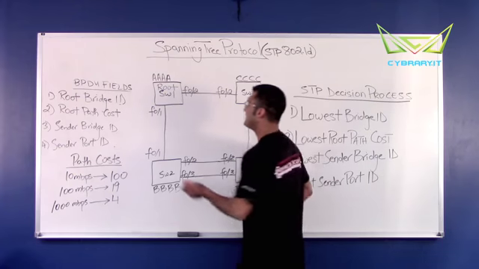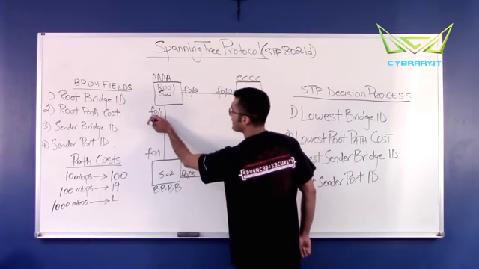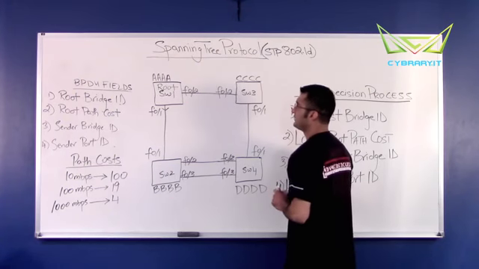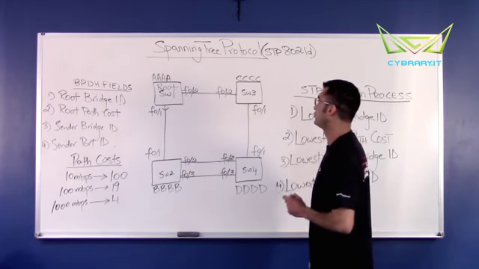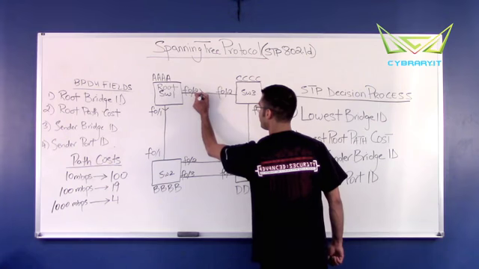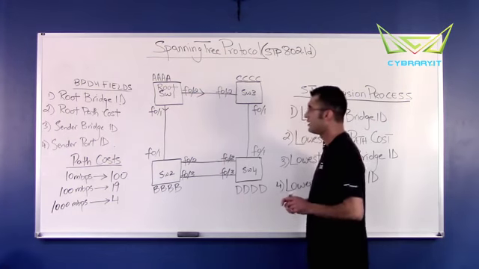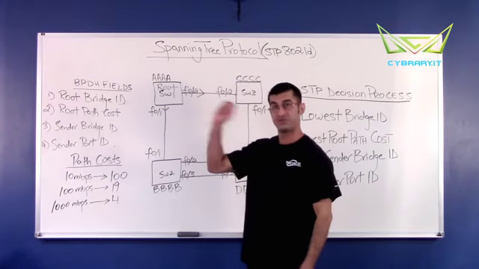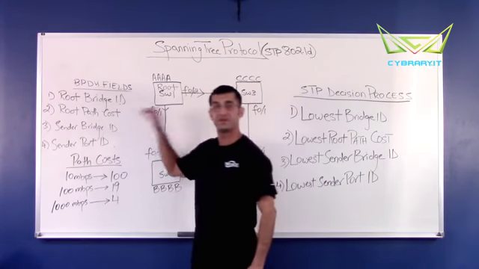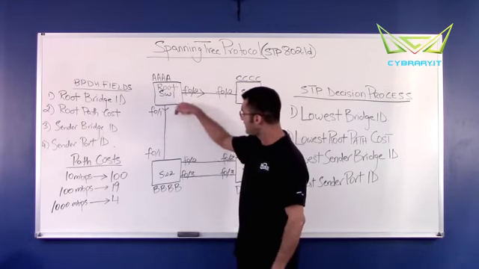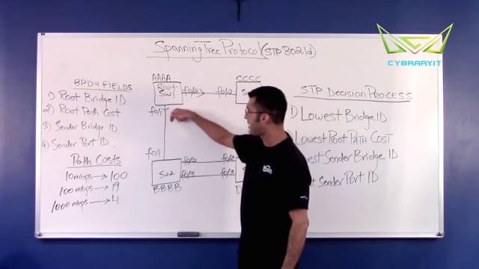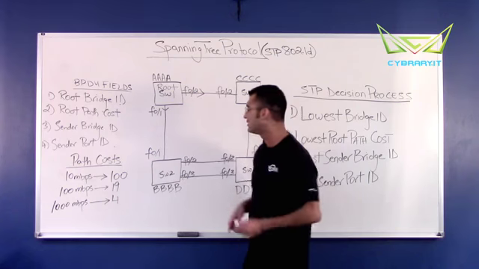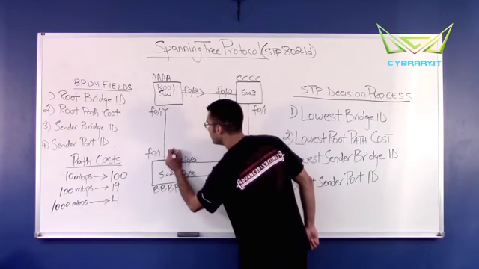So a BPDU leaves switch 1 port F0/1 heading out to switch 2, and another BPDU leaves switch 1 F0/2 heading out to switch 3. Now these BPDUs, when they leave switch 1, have a cost of 0, a root path cost of 0. When this BPDU leaving switch 1 port F0/1 enters switch 2 F0/1, the cost is incremented to 19.